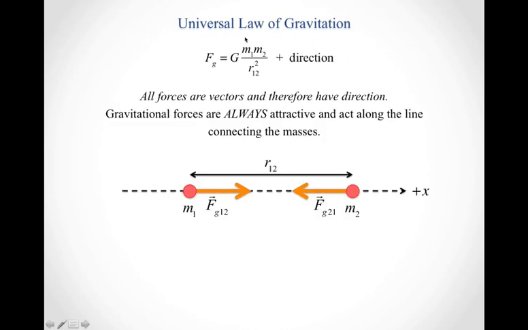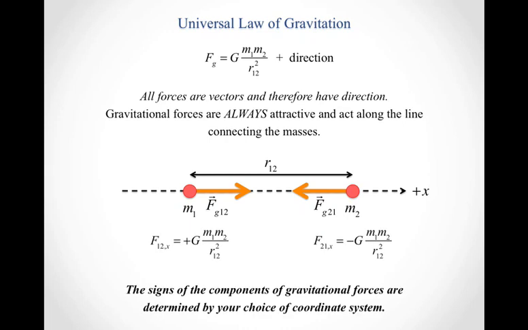The last detail that we want to make sure we recognize is that this equation gives us the magnitude, but the gravitational force, like any force, is a vector. So I need to think about direction. And we said that the direction is always going to be along the line connecting your masses and always attractive. We can use this rule to draw those forces in, then pick a coordinate system to break those force vectors up into their components. And as with any problem, the sign you end up with in your component is determined by your choice of coordinate system.